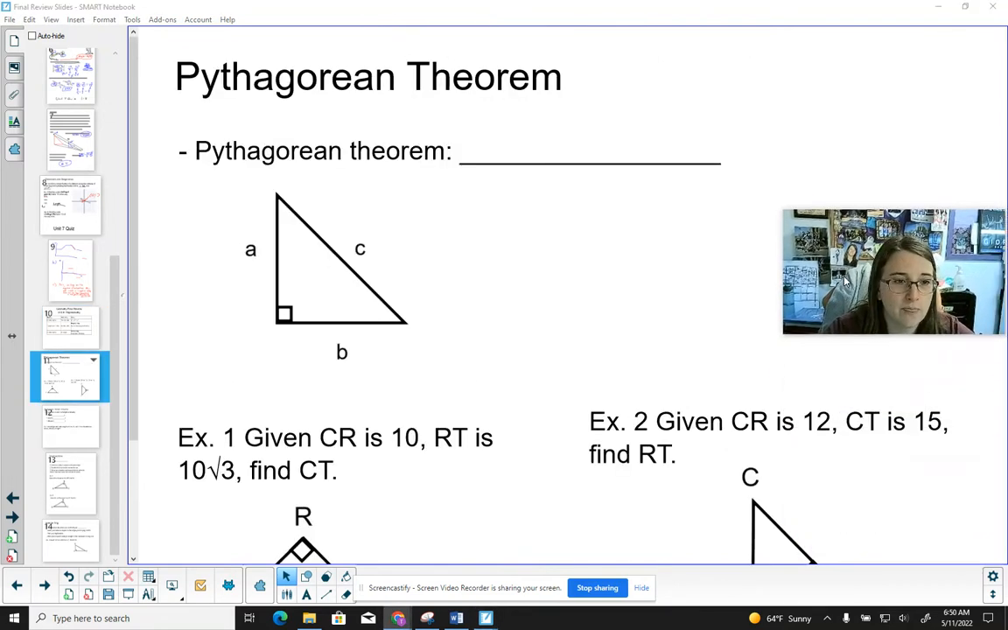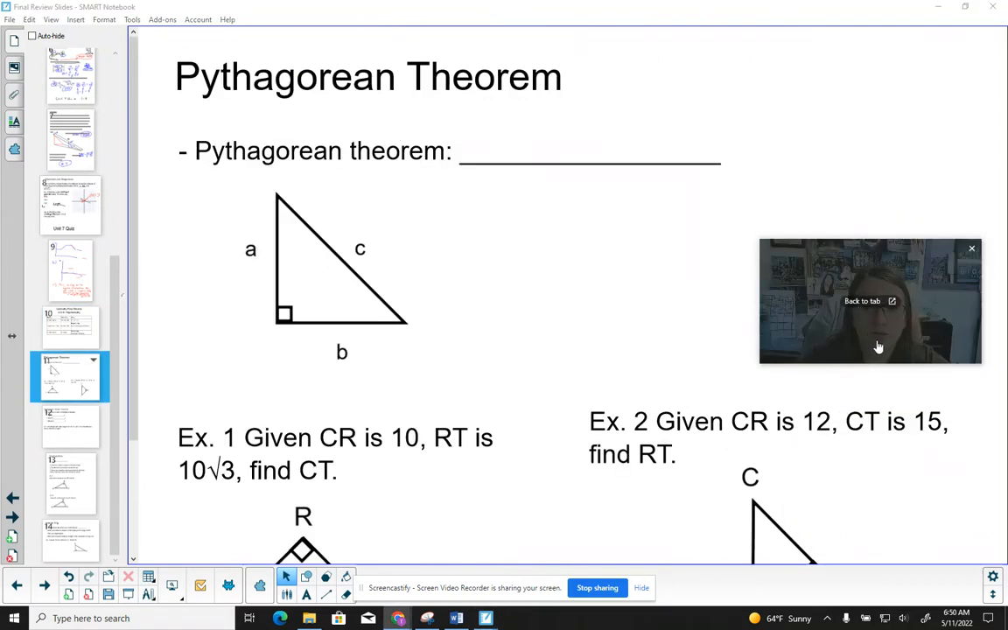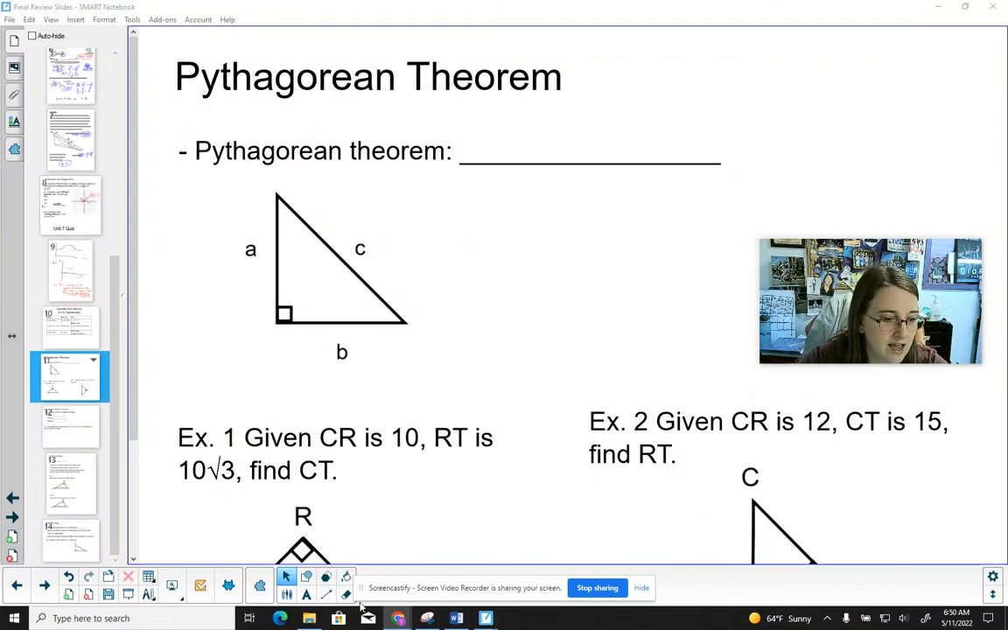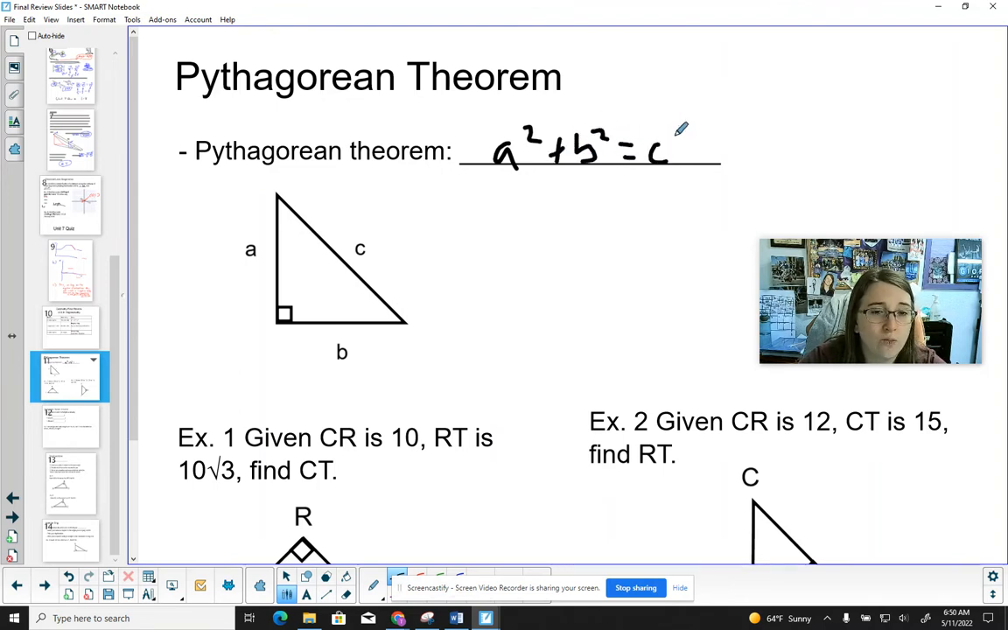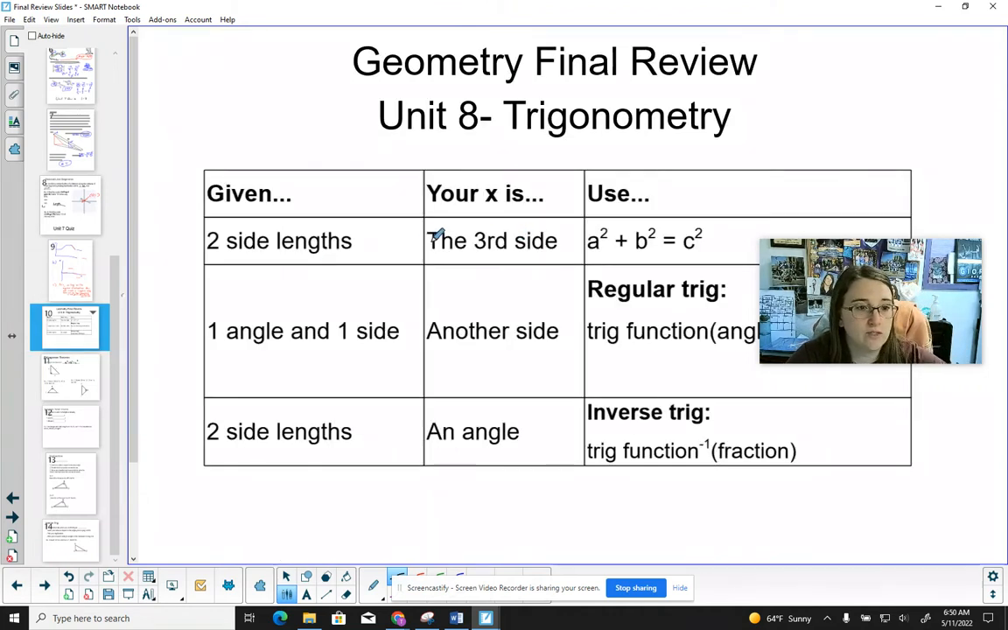Let's go ahead and look at the first slide here. Pythagorean theorem, to remind ourselves, is a squared plus b squared equals c squared. We can only use this when we know 2 sides of a triangle and we're trying to find the third. And again, you see that here. We know 2 sides, we're trying to find the third, use Pythagorean theorem.